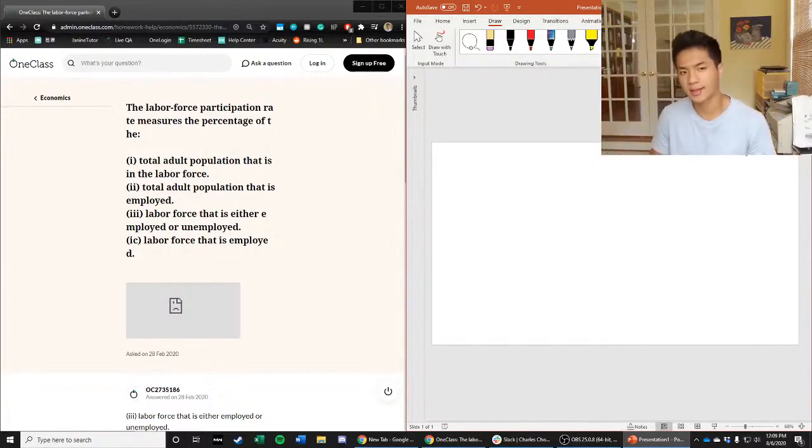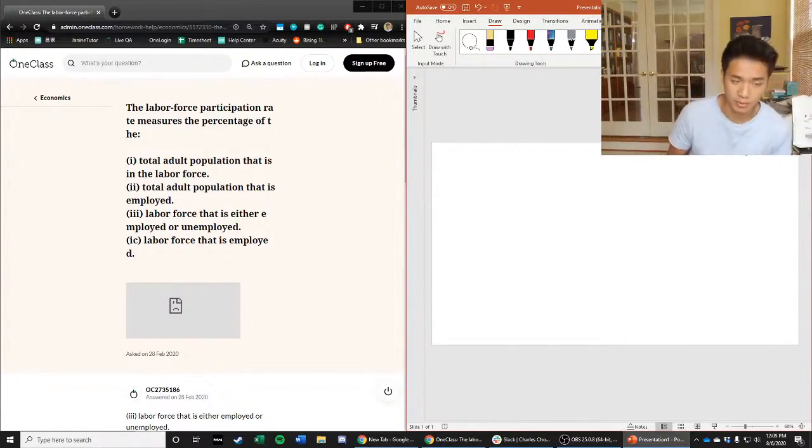So the first question says that the labor force participation rate measures the percentage of the, and answer choice 1 says total adult population that is in the labor force. 2 says total adult population that is employed. 3 says labor force that is either employed or unemployed. Or 4 says labor force that is employed.